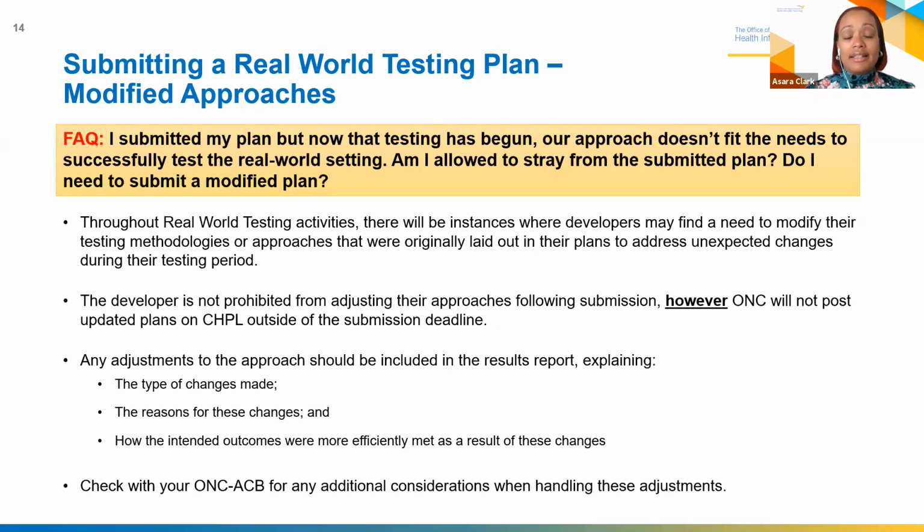You want to work with your ONC-ACB to let them know that you're going to adjust some of your approaches. And you want to work with them to make sure that when you submit your real world testing results report, you cover these changes that you made, the types of changes that they were, the reasons that you made the changes, and how the intended outcomes were more efficiently met as a result of these changes. So these changes would not be submitted in an updated real world testing plan. They would be incorporated into your real world testing report for you to cover everything that happened throughout your real world testing, because that is what the results report is intended for.